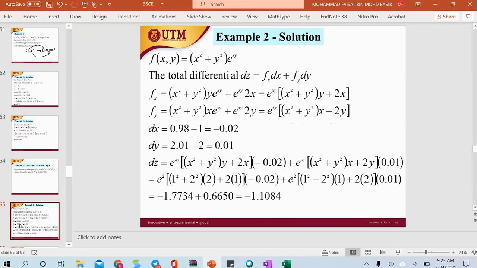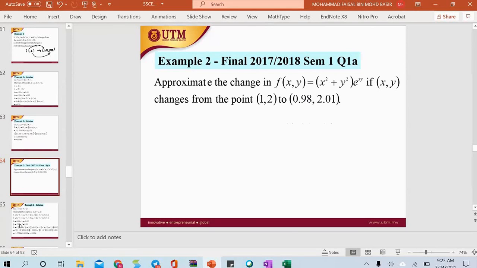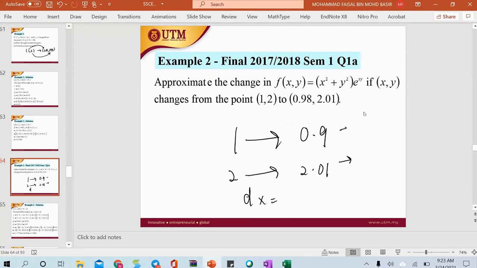Can you see the next example? f(x, y), if (x, y) changes from (1, 2). You see 1 changes to 0.98, 2 changes to 2.01. They already changed here. But to find dx, you have to subtract 1 from 0.98. To find dy, you have to take 2.01 minus 2. Don't worry if it's negative.